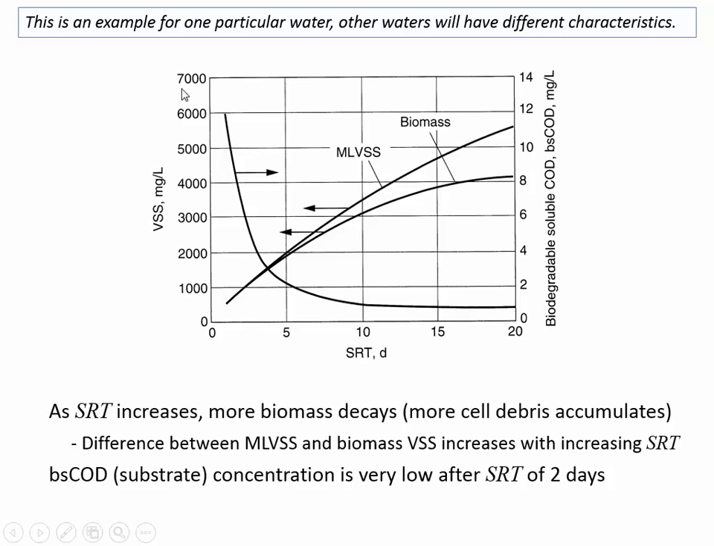Now on the secondary vertical axis, this is where we're looking at the difference between mixed liquor volatile suspended solids and the biomass. Okay, so MLVSS includes the living cells and the dead cells. And you'll notice that it diverges. The longer the solids retention time is, these two lines are getting further apart. And the reason why they're getting further apart is because there's more cell debris. You have a greater fraction of the biomass that is non-living cells.